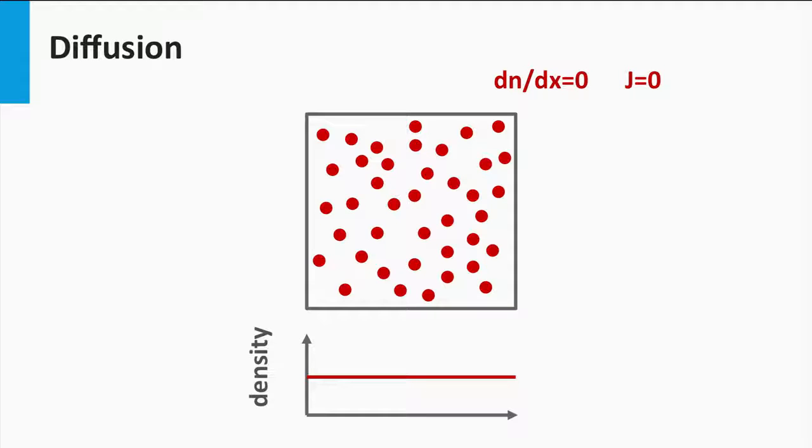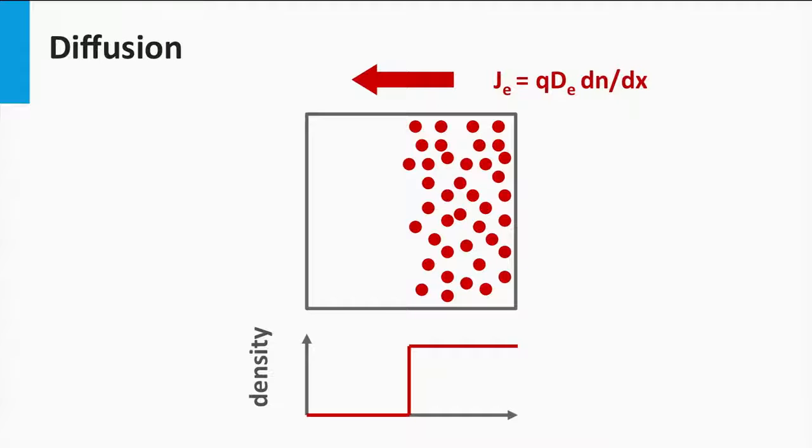In the current situation, the density is uniform. No gradient exists, so there is no net movement of particles due to diffusion. The net movement of particles induced by density gradients is called diffusion. It can be described by Fick's law of diffusion.